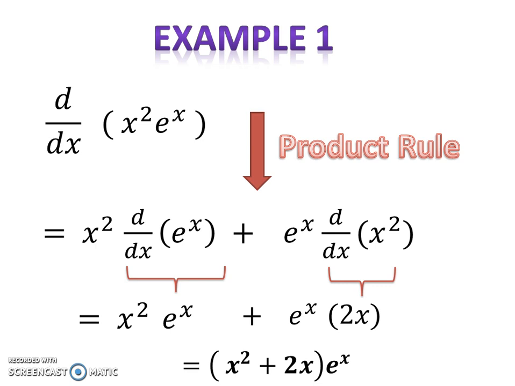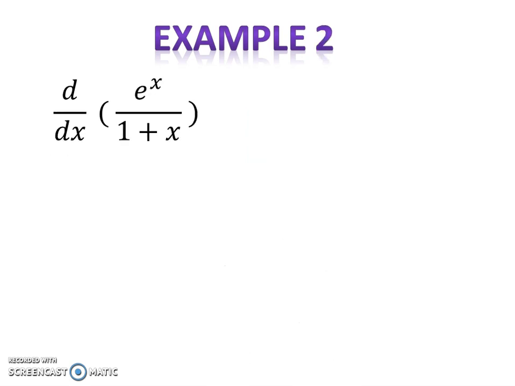Just like in the previous lesson, when we differentiate sine x, we get cosine. When we differentiate cosine, we get minus sine. And when we differentiate tangent, we get secant square x. So same thing here. Let's proceed to another example.